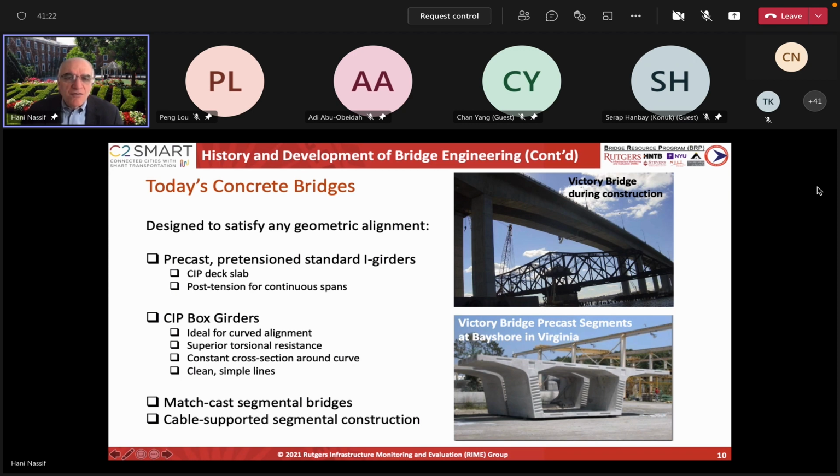And the swing bridge, I think, was removed. And I think it's in a museum somewhere. A piece of it is in a museum. These are the segments that they were done. And they were done in Bayshore, precast plant in Virginia, and they were shipped by the barges all the way to New Jersey, and then from the barge right to the construction and post-tensioning of the segments.